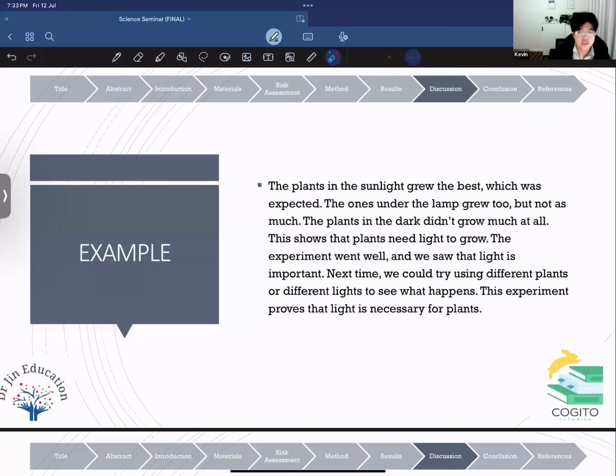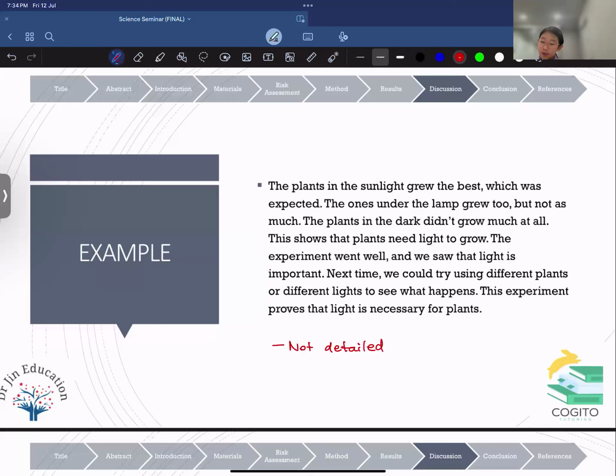Okay, very simplistic. All right, missing a lot of details as well. All right, Izzy, do you want to share what you think about this? Like, it's really not detailed, and it needs to be like how much it grew, how long, how tall was it, and it doesn't give us a lot of information, so it's not good.